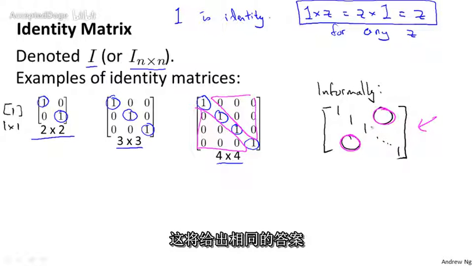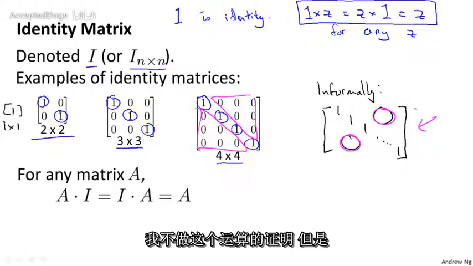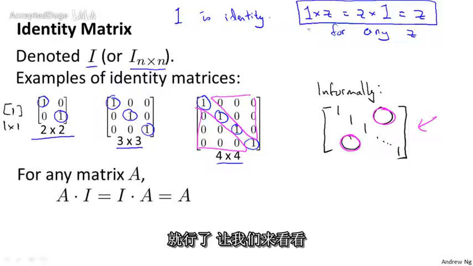It turns out that the identity matrix has this property that for any matrix A, A times the identity equals I times A equals A. So that's a lot like the equation that we had up here, that 1 times z equals z times 1 equals z itself. So I times A equals A times I equals A.